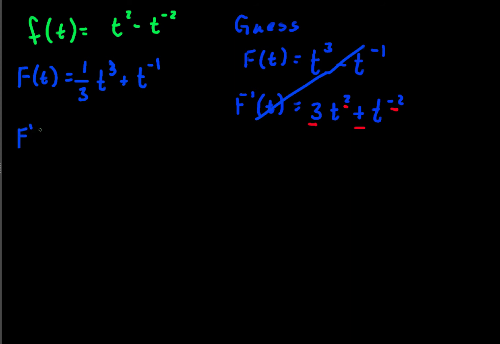F prime of t will be equal to 3 times 1/3 t squared minus t to the negative 2, which is t squared minus t to the negative 2. And sure enough, that's exactly what my original function was. And so I found an antiderivative. So let's again, and we'll spend some more time in the next section really developing a strategy for finding antiderivatives.